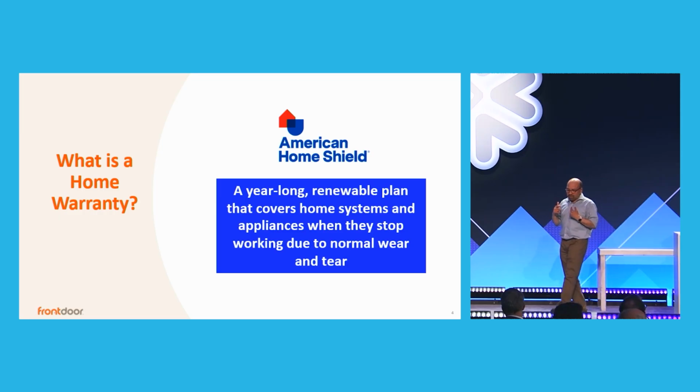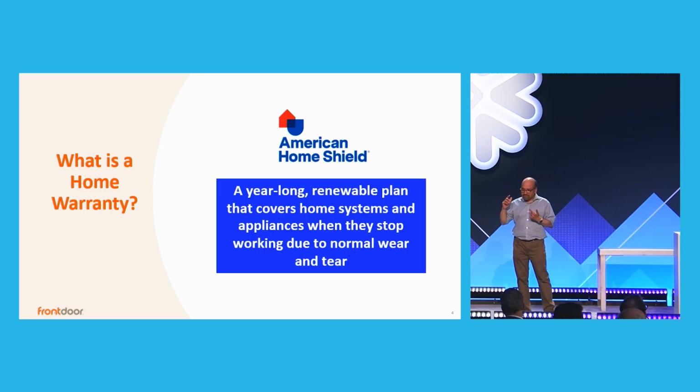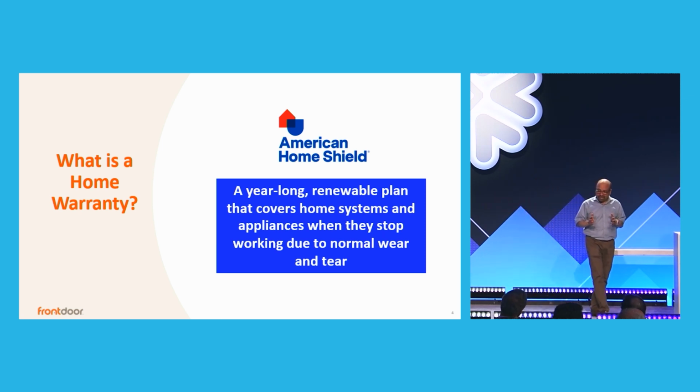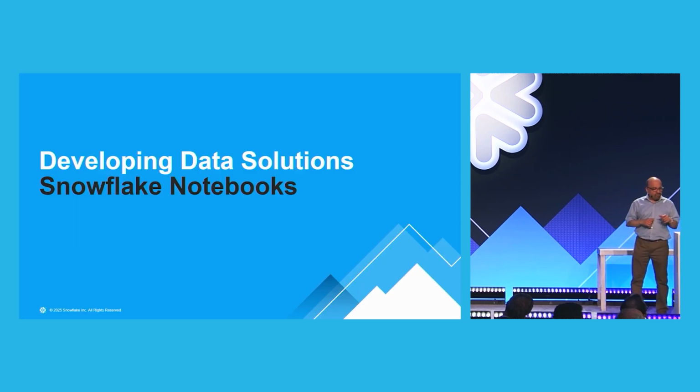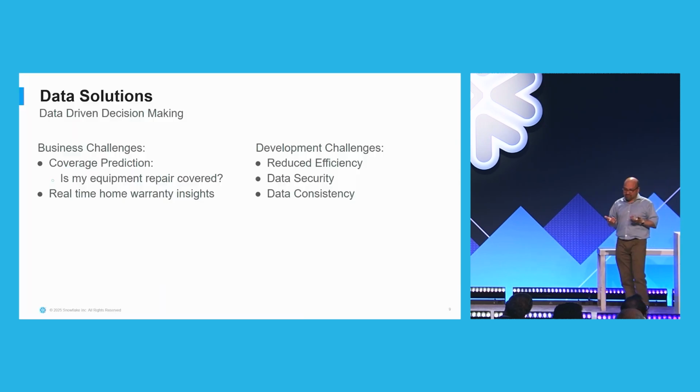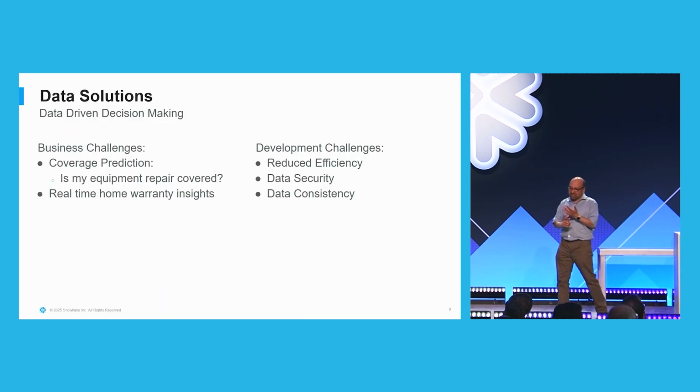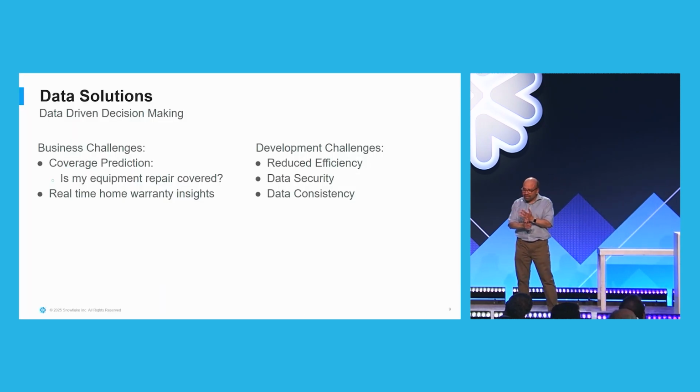So what I want to quickly go through is to give you a sense of what a home warranty is. It's a year-long renewal plan that covers home systems and appliances and so on. Going on to the next one, very quickly, we want to talk about what we mean by data solutions here, and some of the business challenges that we go through, to set the context. Coverage prediction. Again, as I said, we're a home warranty company, we've been around for a long time, and we handle millions of contracts.